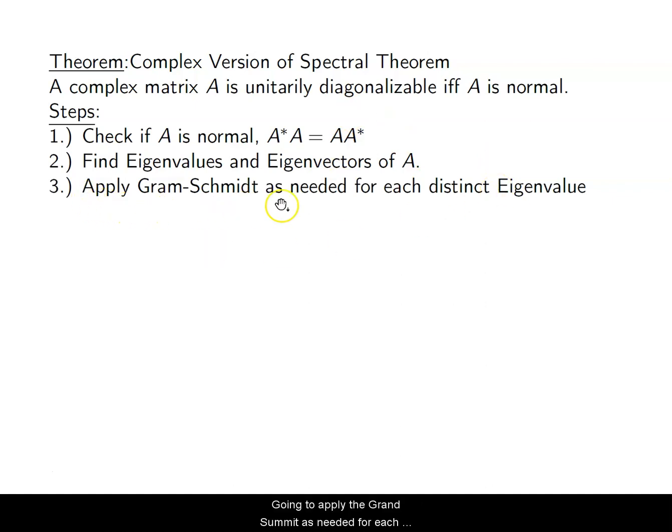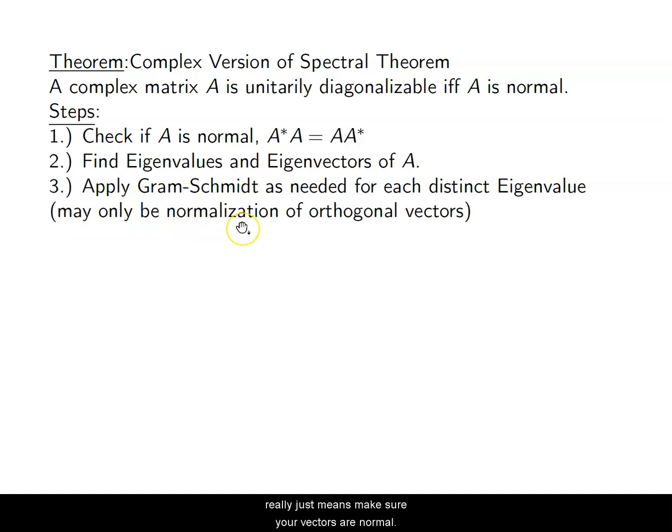Okay, we're going to apply the Gram-Schmidt as needed for each distinct eigenvalue, right? So for no repeats, if I have 2, 2, 3, and 5 as eigenvalues, for 2, 3, and 5, I need to apply my... So applying the Gram-Schmidt here really just means make sure your vectors are normal, okay? Because by default, they should be orthogonal to each other already. It's the normalization portion we need. We need each of those vectors to be normalized for my unitary P matrix in my P D P star, right?